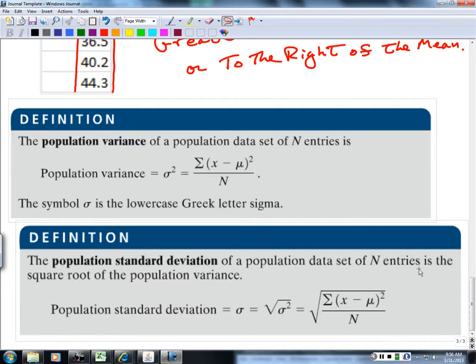The population standard deviation of a population data set, once again of n entries, is the square root of the variance. So it's just lowercase sigma. Sigma is equal to the square root of sigma squared, which is this, so it's the square root of this. So here's my formula for standard deviation. It's the square root of the summation of x minus mu quantity squared divided by n.